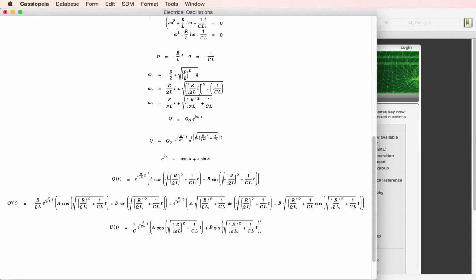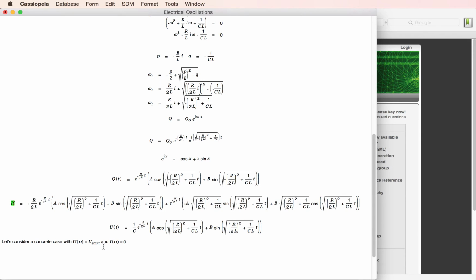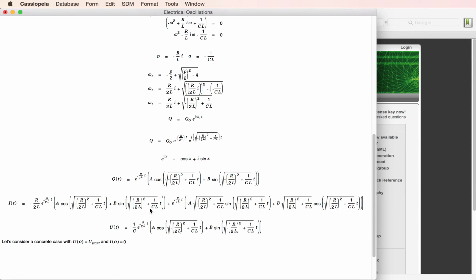Let's say at t equals 0 we have, let's consider a concrete case with U0 is U start and I0 is 0. If we insert that into these two equations, we can determine the constants A and B for our concrete case.